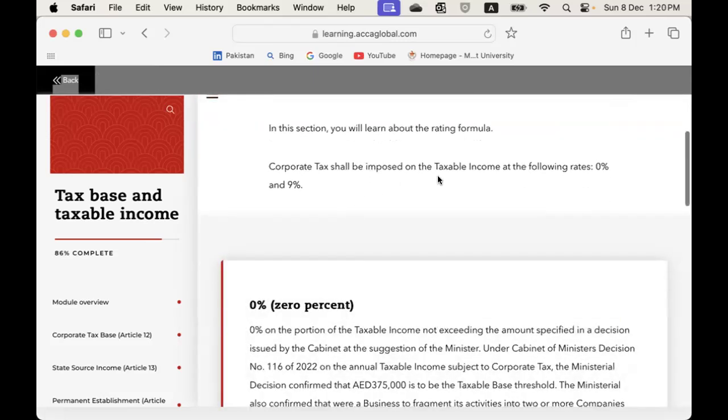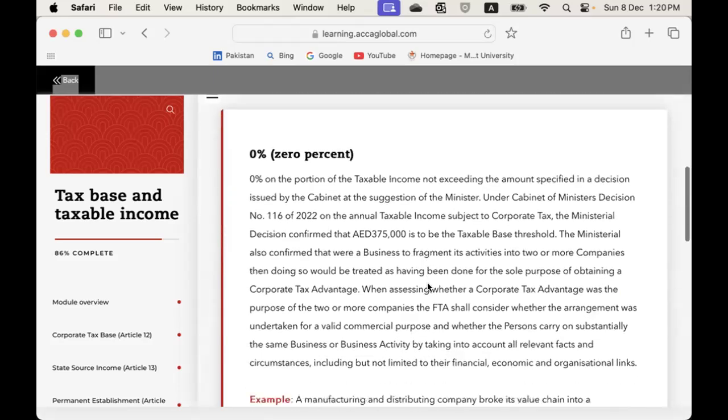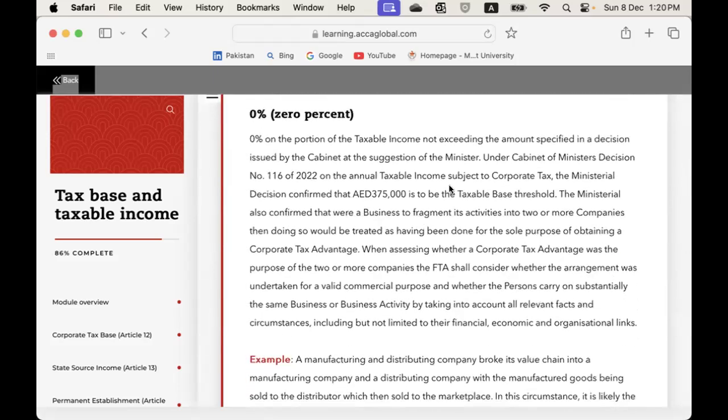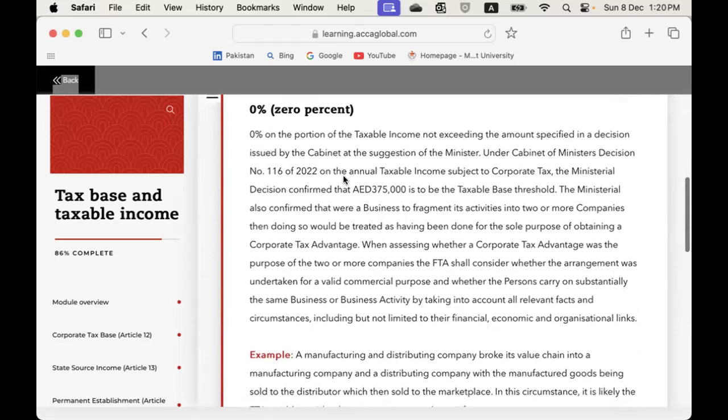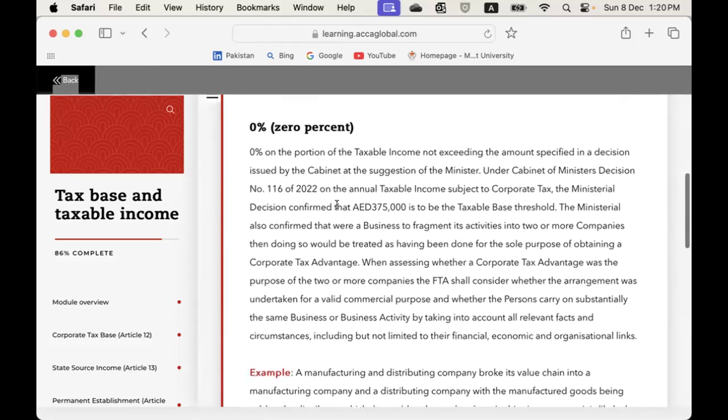Corporate tax shall be imposed at the following rates: 0% and 9%. So 0% is for the qualifying free zone persons. This is the normal tax regime we're reading. So basically, in short, on the first 375K, the rate applied will be 0%.